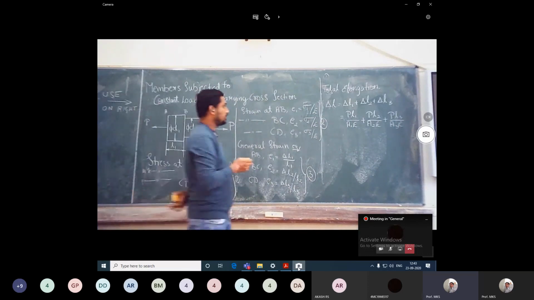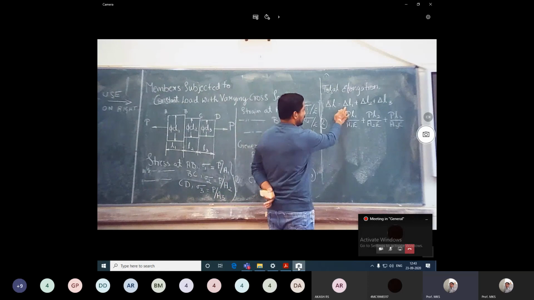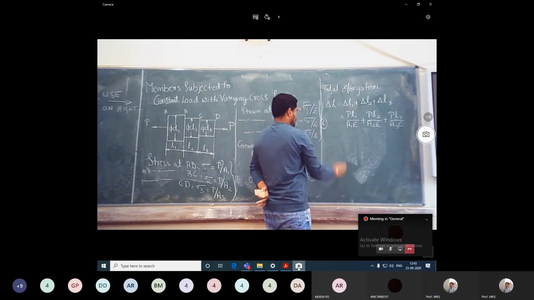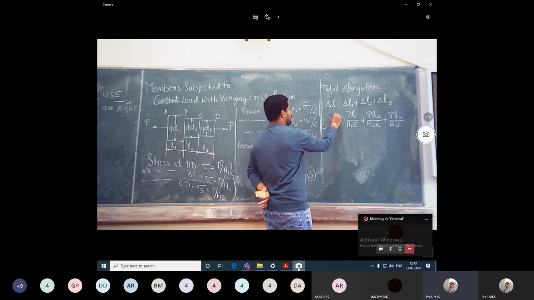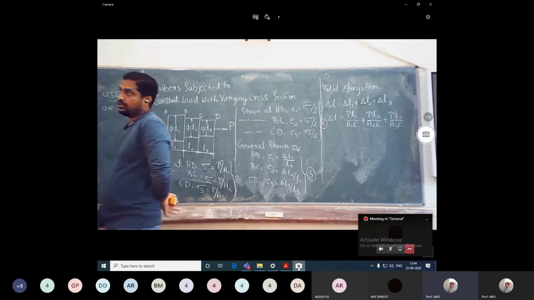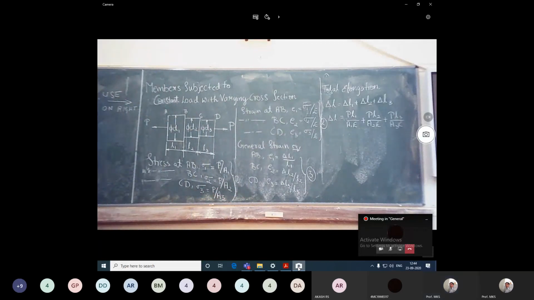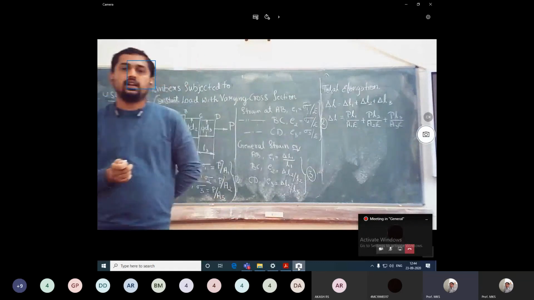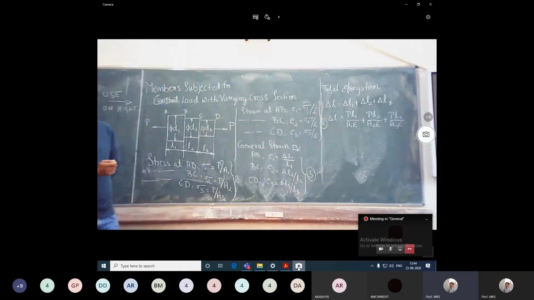The general expression, you know, delta L is given by PL by AE. So at each cross section, L is different. So L will be changing. Load P is constant. Modulus is constant. So it is nothing but PL1 by A1E. So this is the final expression for change in length for stepped bar with constant load. So you can take P outside and also E outside. So you will get P by E into L1 by A1 plus L2 by A2 plus L3 by A3.